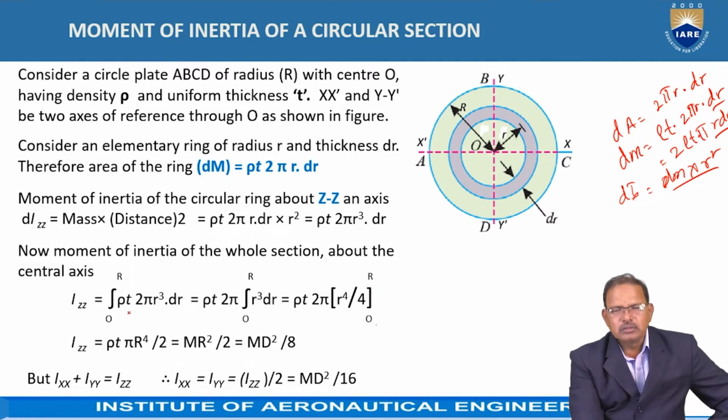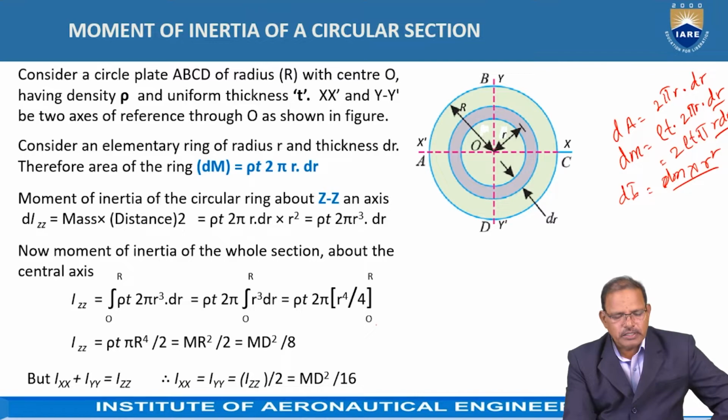So Izz is equal to rho T pi r to the power of 4 divided by 2, which is equal to m r square by 2. Substituting r equal to d by 2, we get m d square divided by 8. This is the equation generally used to determine the polar moment of inertia of a circular plate of uniform thickness.